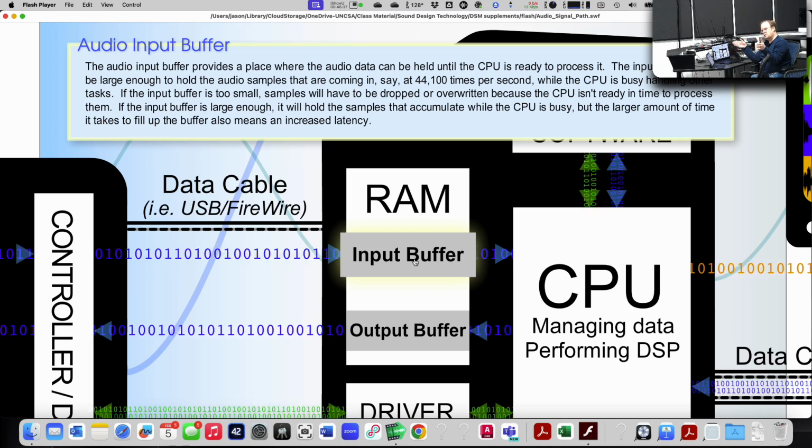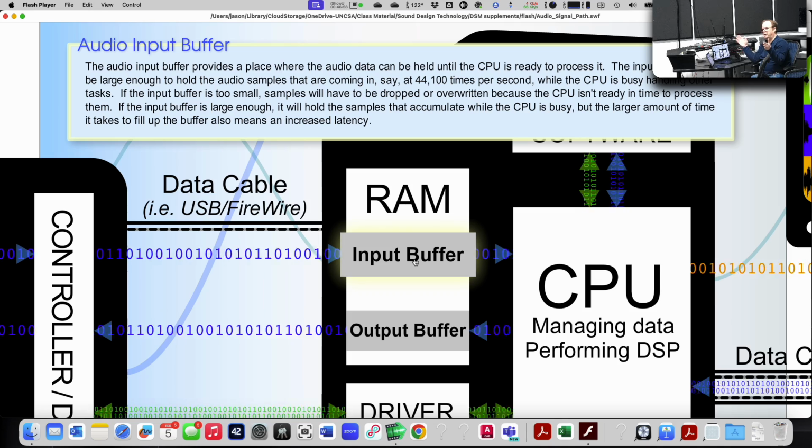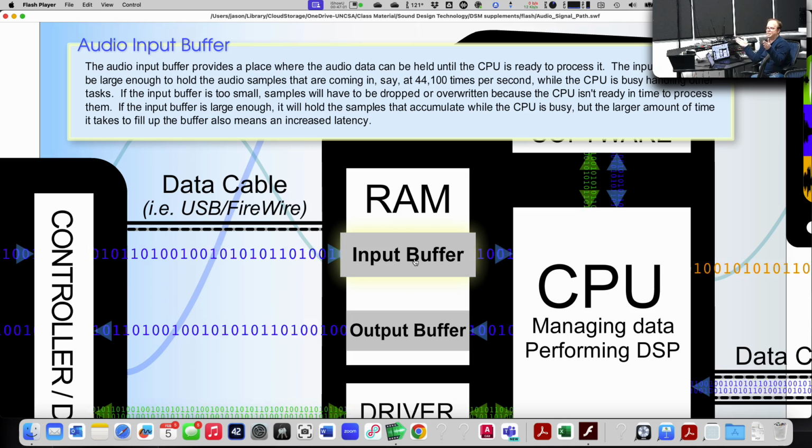But if the buffer fills up before the CPU pulls anything else out, then what happens to the digital audio that's trying to get into the buffer? It can't fit. Buffer's full. So it just drops it. That data just disappears. Okay? So you want a big enough buffer to account for whatever problems the CPU is going to have keeping up.